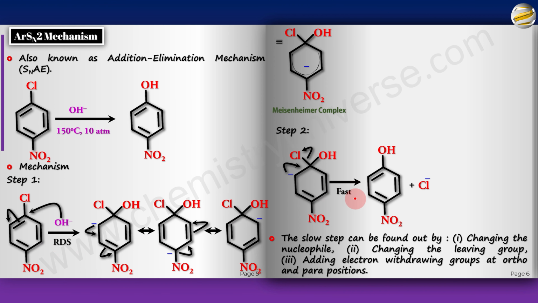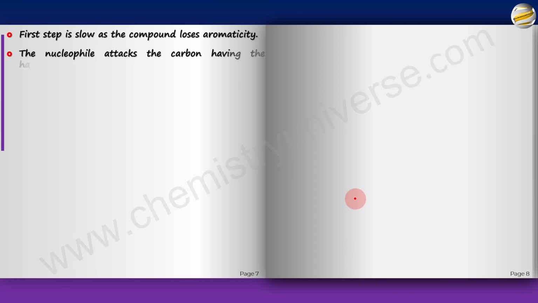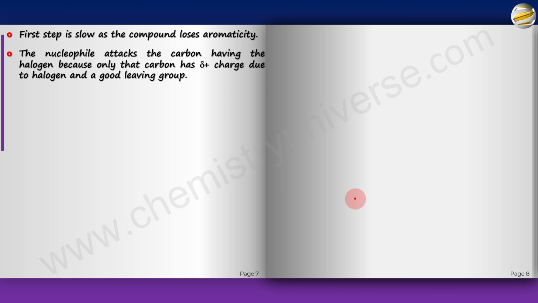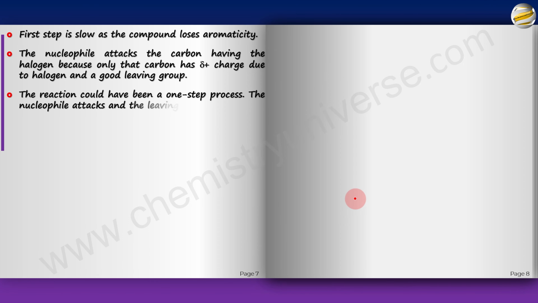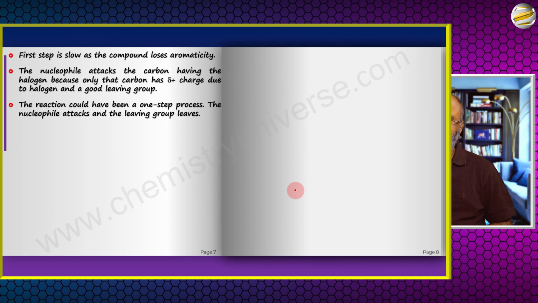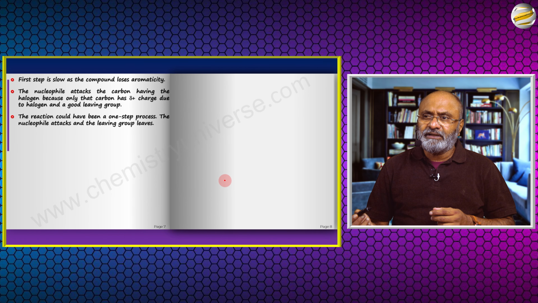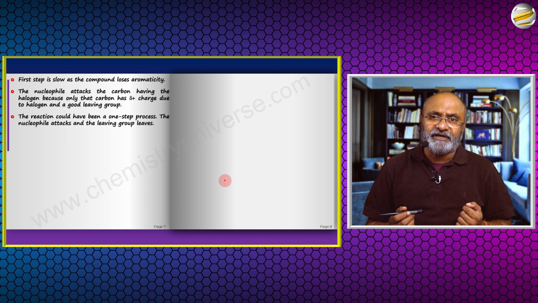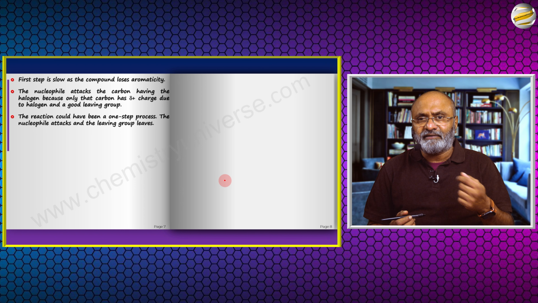Now, why would that be? The first step is the RDS, slow step. The nucleophile attacks the carbon having the halogen because only that carbon has a delta positive charge due to the halogen and a good leaving group. Now, the reaction could have been a one-step process where the nucleophile attacks and the leaving group leaves, just like SN2. So you may wonder, why doesn't the nucleophile come and the leaving group go? Why is it that the pi bond breaks first? Then the pi bond comes and the Cl minus leaves.